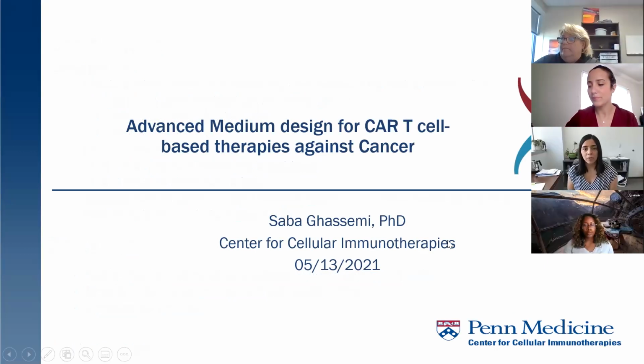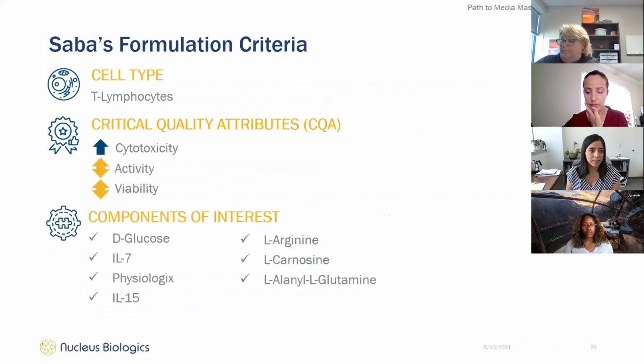Okay, so now I'm going to tell you about the media that I chose and the properties that I checked. Next slide, please. As you see, I use T cells, a cell that I usually work with. I wanted to increase the cytotoxicity and function of CAR T cells, and also maintain the viability and activity of the T cells. There are several components, and I will go through the rationale for why I picked them. In the next slide. So if you go to the next slide, please.